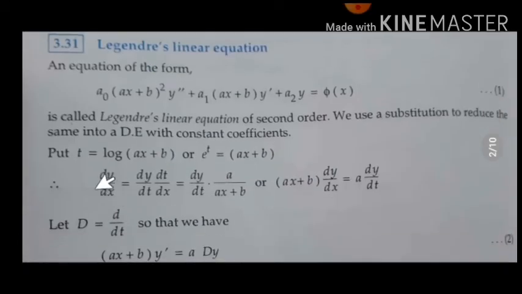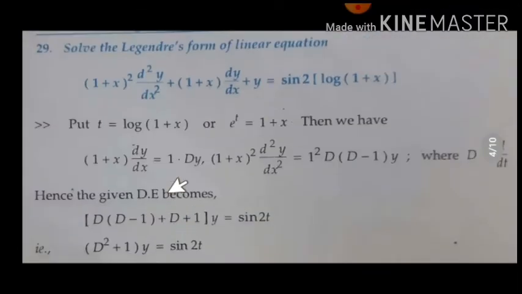So this conversion you should know while solving the problems of Legendre. The most important thing is that you should know this substitution. Okay, so let us solve some problems of Legendre differential equation.